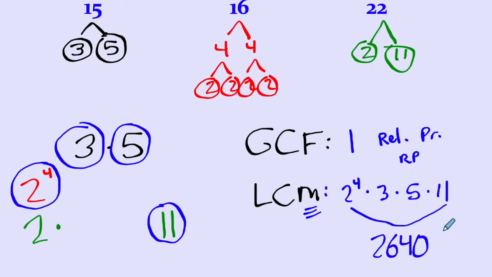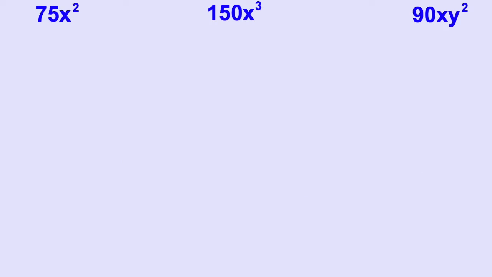Let's take a look at one last example. Oh my goodness, there's variables. What should we do? Well, we should not panic. I will show you what to do. The first thing we need to do in order to find GCF and LCM is we need to prime factorize all 3 of these numbers. 75 is divisible by a lot of things, 3 being one of them. 3 is prime. 25 is divisible by 5.